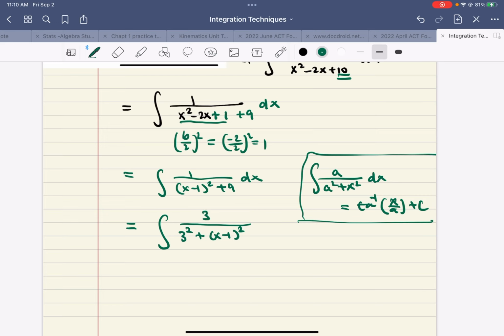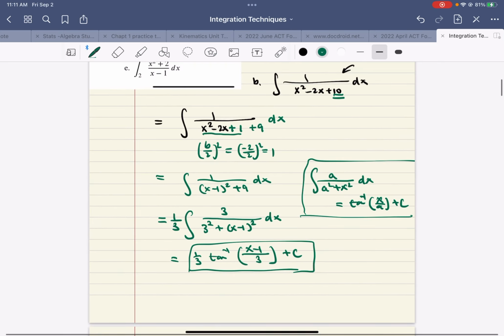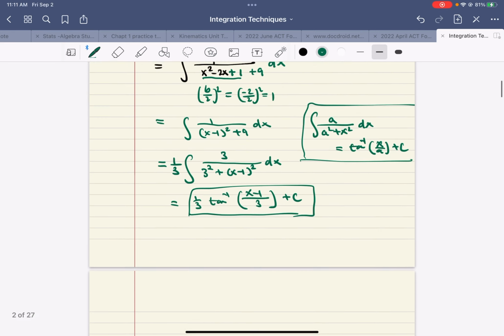So my a is 3. So I'm going to put 3 here and then put 1/3 in the front, because to cancel out, then it'll come back to here. Okay? So the only reason I'm making this format is to use that formula. So now that will be 1/3 inverse tangent of x minus 1 over a, where a is 3, plus c. Then I'm done here. Okay, that's the answer.